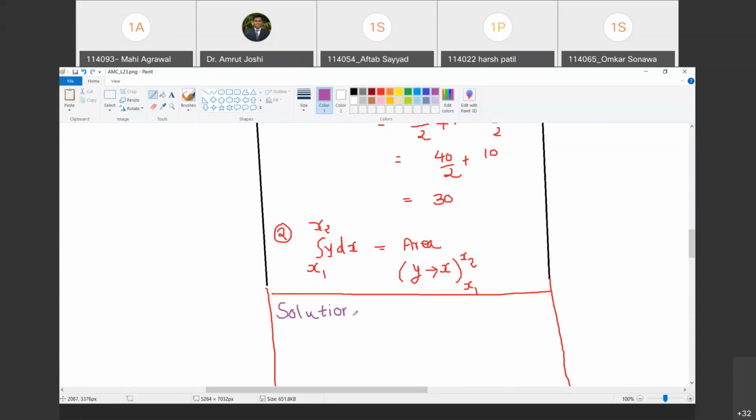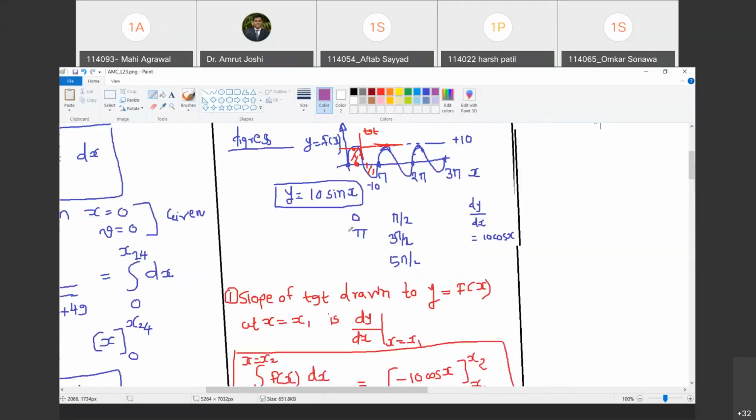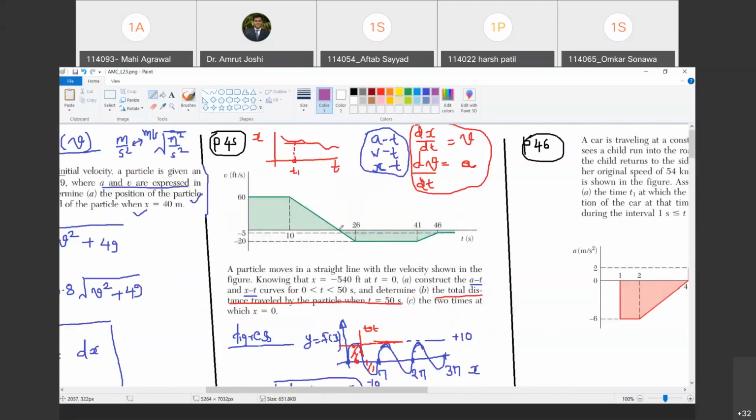I told you yesterday, if we have to calculate total distance, what is the first thing we need to do, Mahi? Sir, the time when velocity equals 0. Yes. So we have to find the time instant when velocity has become 0. How many places are there from t equal to 0 seconds to t equal to 50 seconds where velocity has become 0? Only one.